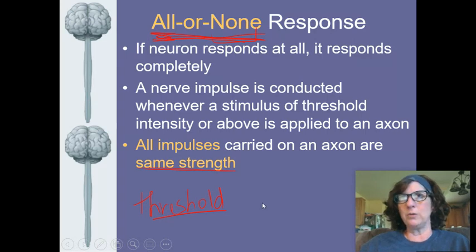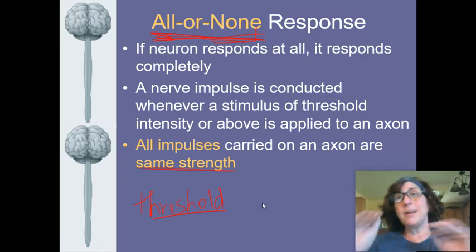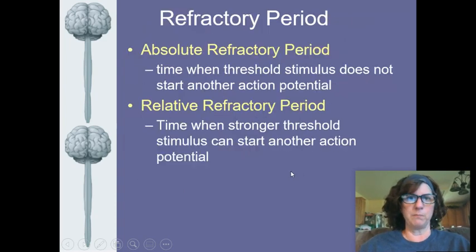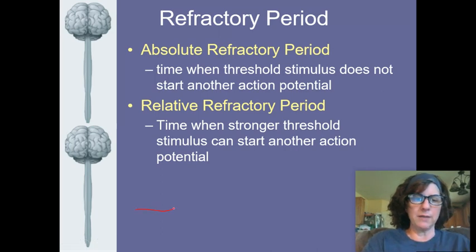But if I want to send those impulses to a muscle and make the muscle do more work, then I'm going to have to send down several different neurons to get more muscle fibers involved. But each impulse by itself is the same. Okay, now once you've sent an impulse, and I showed you that old graph where here was the impulse, and then we hyperpolarized for a second, and then we came back to resting potential.